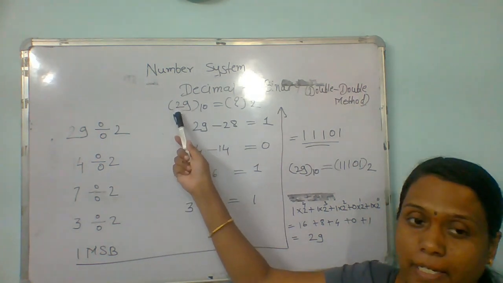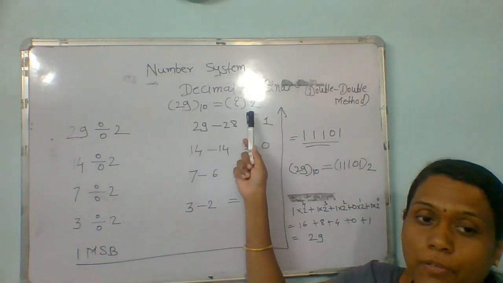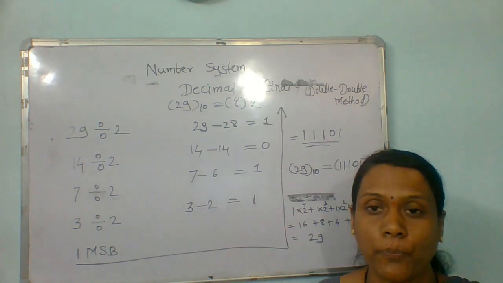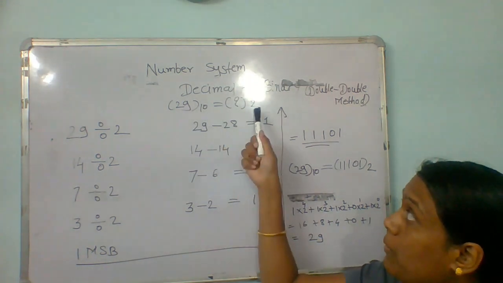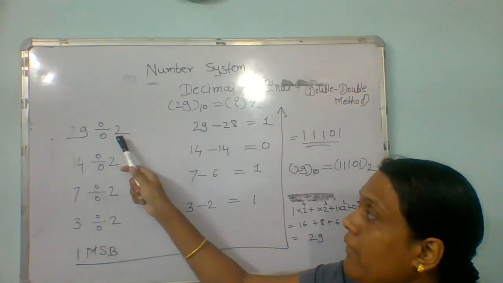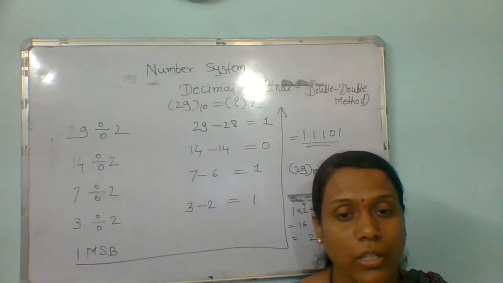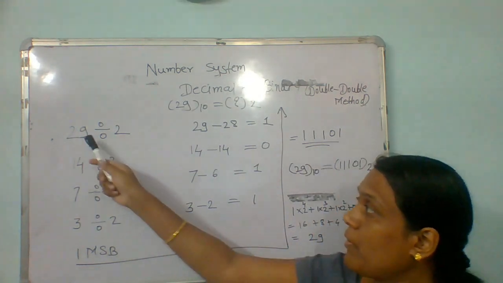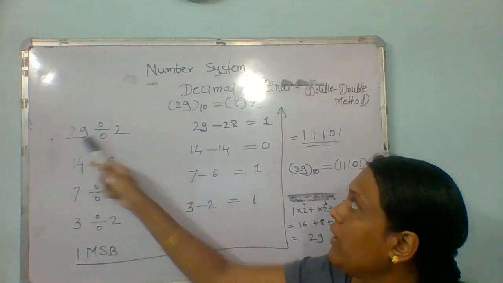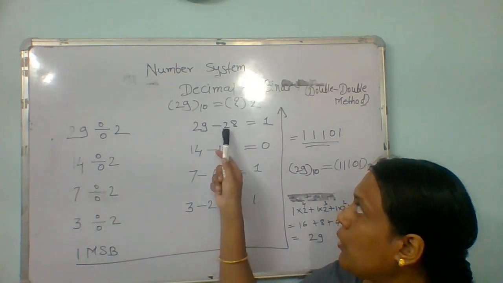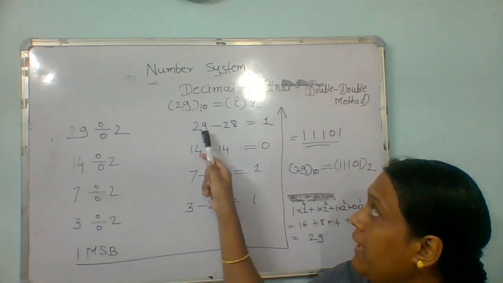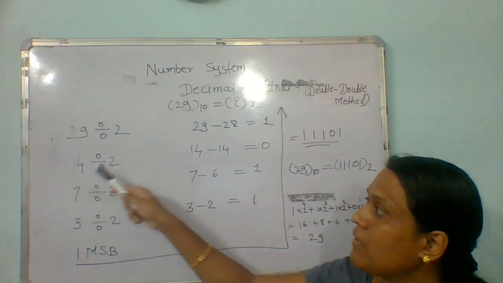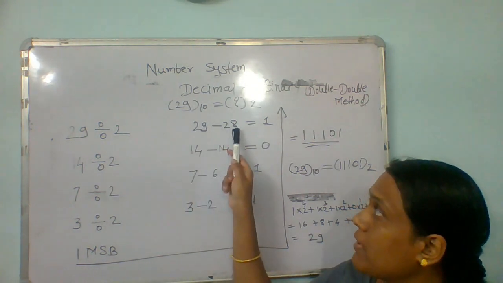Now see the number 29. It is the decimal number that we are going to convert into binary. So what to do? We have to divide the number by 2. When we divide the number by 2, we collect the remainders. So 29 divided by 2. 2 ones are 2, 2 twos are 4, 8, so 29 minus 28 becomes 1. That is, 14 into 2 is equal to 28.